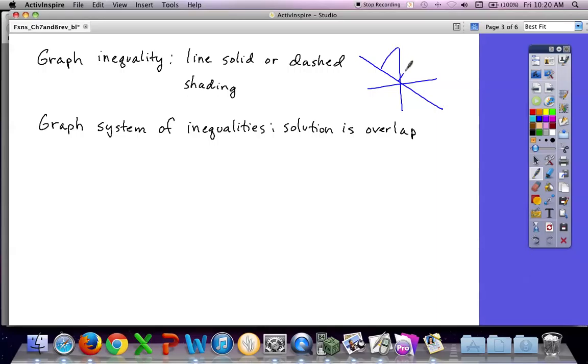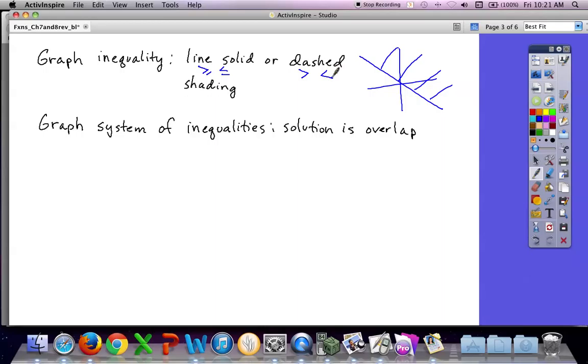And then there's shading on one side of the line. That's what it looks like. How do we know that the line should be solid? It's solid if it says greater than or equal to or less than or equal to. It's dashed if it's a greater than or a less than.